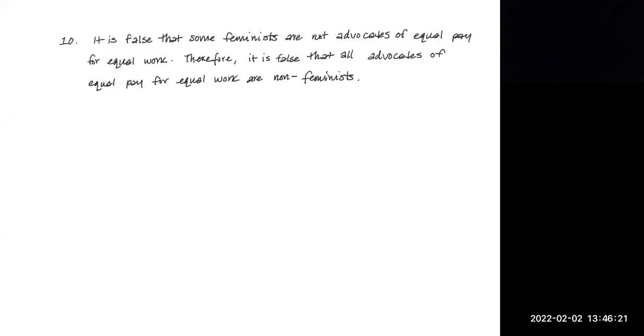Here's an example of a proof where you're going from a false premise to a false conclusion. Let's find our standard form. We have "it is false that," then we have "some are not." Be careful of those "are" and "are nots," and making sure that you're identifying a term complement or a "some are not." Then we have "therefore, it is false that," and then we have "all are."